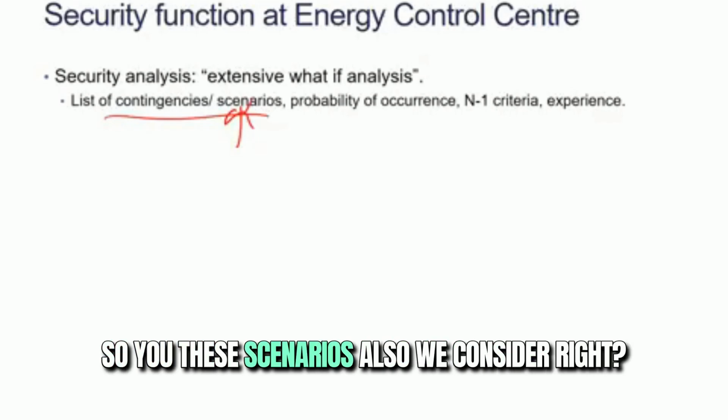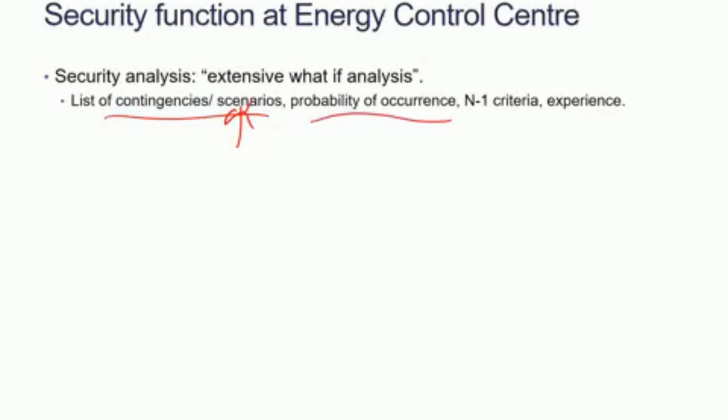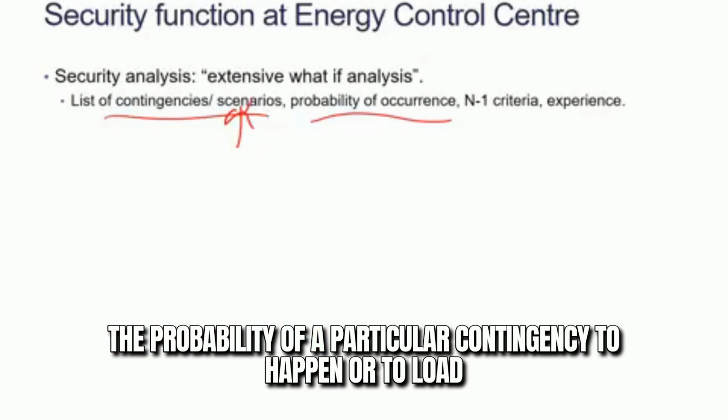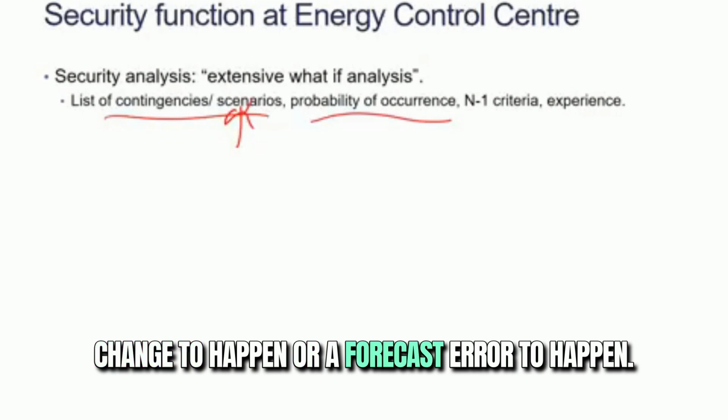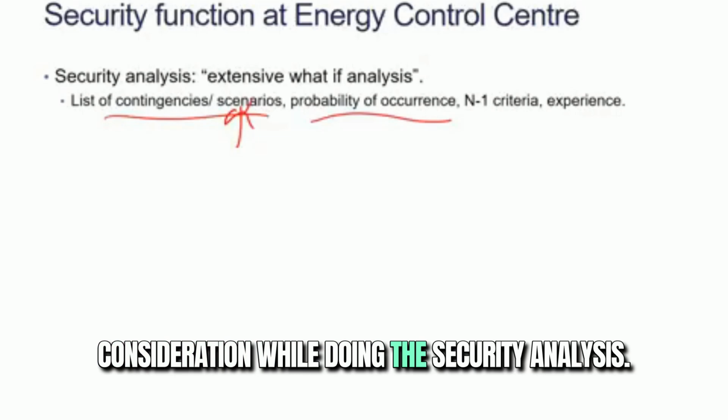So these scenarios also we consider, right? You also consider probability of occurrences. This is basically you see what is the probability of a particular contingency to happen, or a load change to happen, or a forecast error to happen. So this also you take into consideration while doing the security analysis.